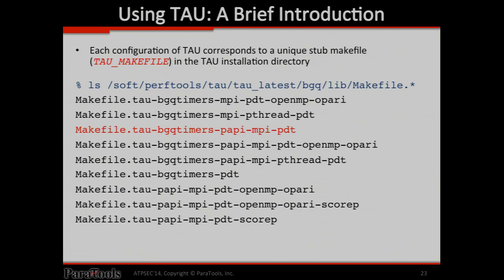So here we have a Tau makefile. It's going to use BGQ high-resolution, high-efficiency timers. We're going to use PAPI so we can get hardware performance data. We're going to gather MPI data, so time spent in collectives and so forth will be visible. And we're going to use PDT, source code parsers. Any makefile that shows PDT in the name is used for direct source code instrumentation. Doesn't mean you can't use sampling, but it means you will be able to use source code instrumentation.